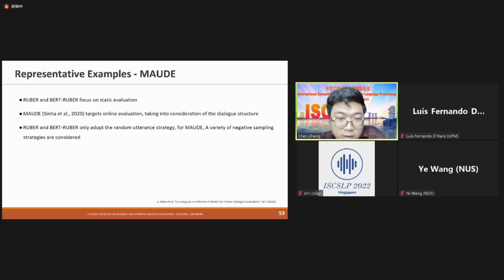So in this ACL 2020 paper, they propose MAUDE to target evaluation in such a setup. Compared to RUBER and BERT-RUBER, which simply use a random sampling strategy, MAUDE additionally proposes a variety of different sampling strategies, which are introduced in the following slide.